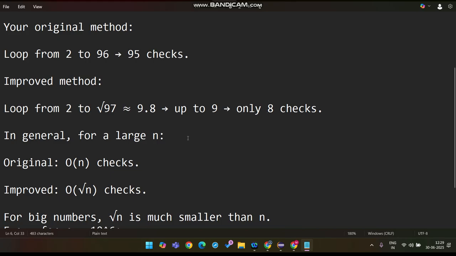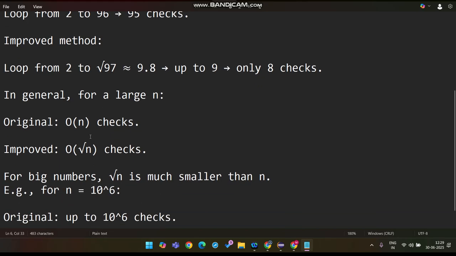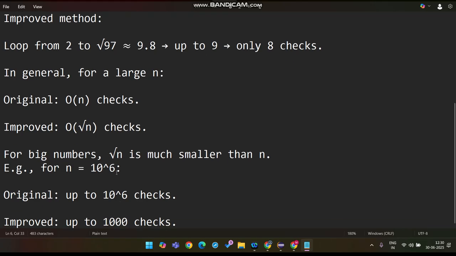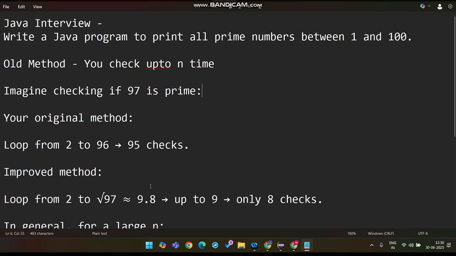In general, for a large n, the original takes O(n) time complexity, but the improved one takes O(square root of n) checks. The square root of n is less than n, and for a big number, the square root of n is much smaller than n. For n equal to 10 to the power 6, the original needs a million checks, but the improved one needs only 1000 checks. So what we are saying is that if we check only up to the square root of a number, it reduces the number of checks and the number of divisions every time.